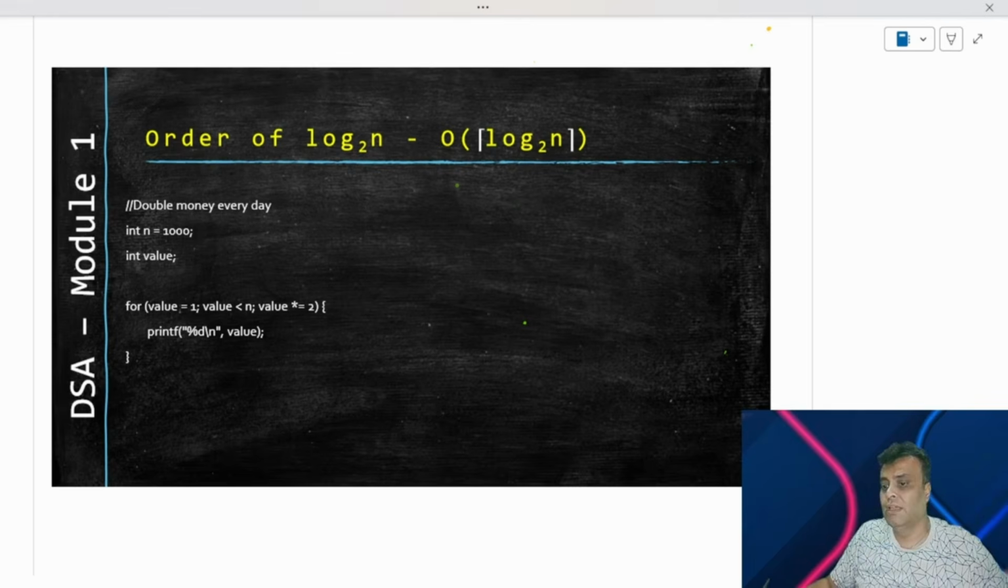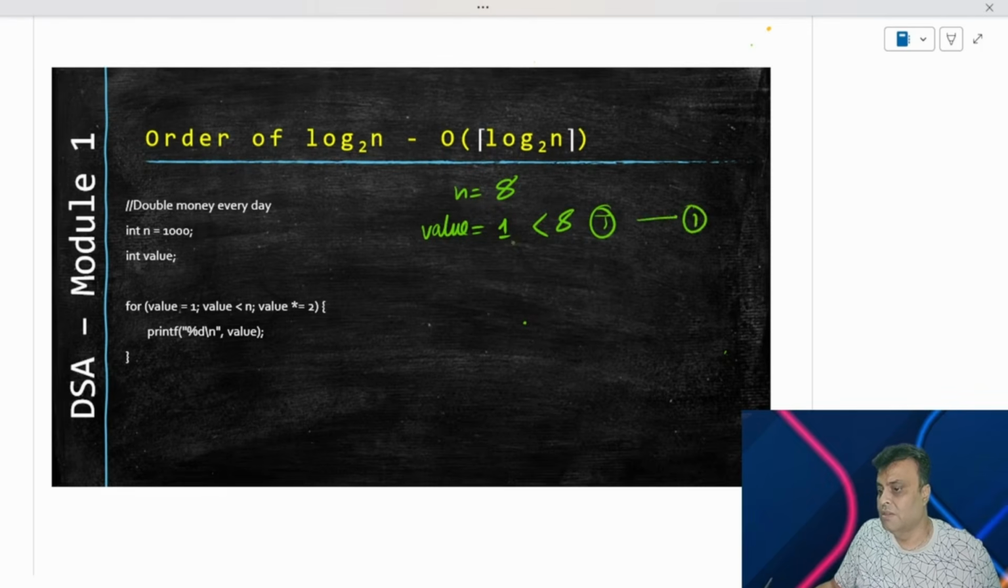If I say that my n is 8, what can my values be? My value can be equal to 1, because 1 is less than n, which is basically less than 8. So this will be true, and this will run one time. When the value becomes 2, because we are multiplying here by 2, it is also less than 8. So this is also true, and this makes it run the second time.